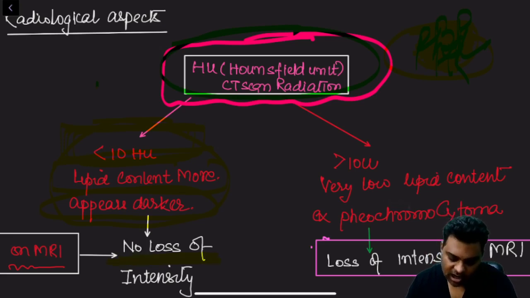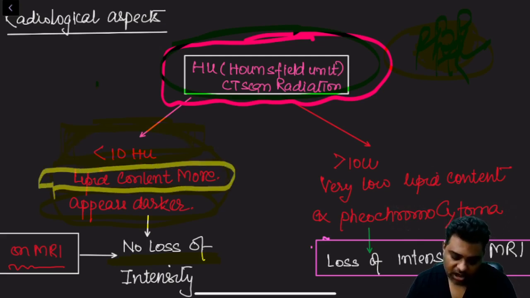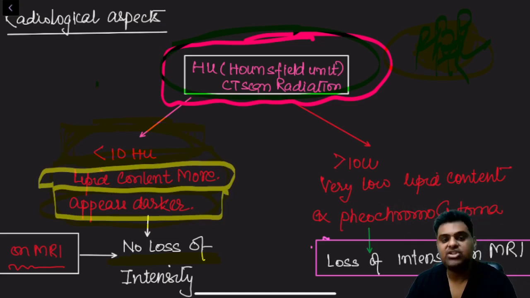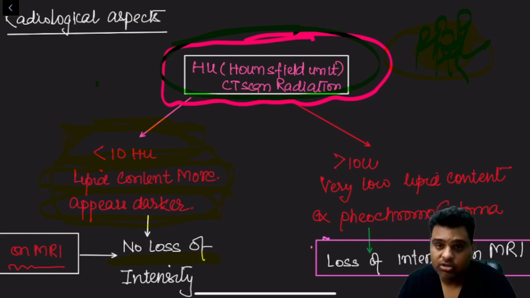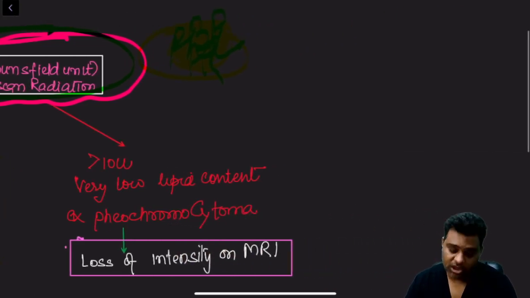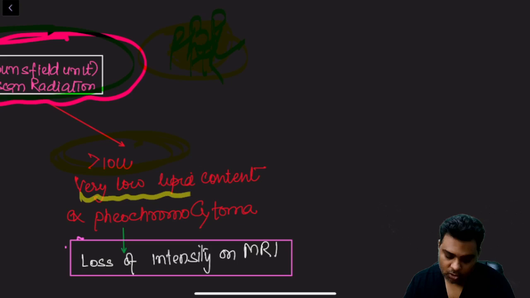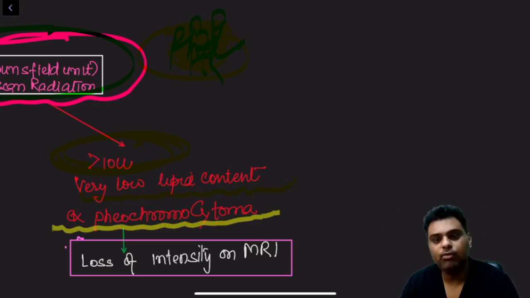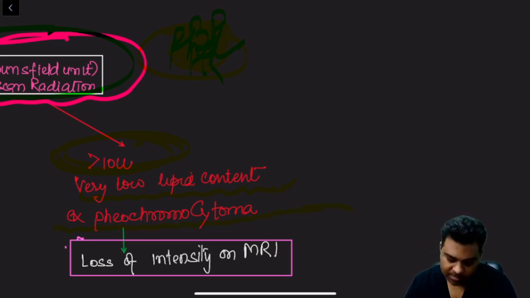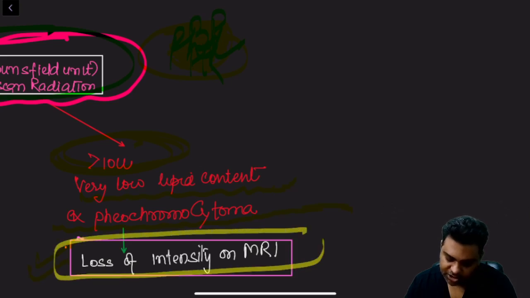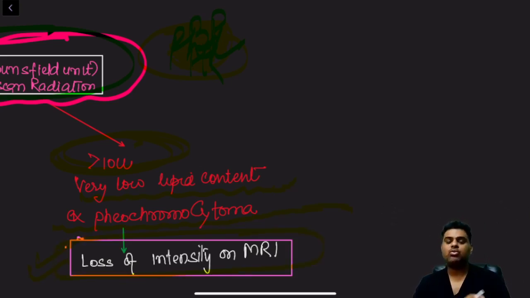So if there is a Hounsfield unit less than 10 HU, that means lipid content is more, and this will appear darker, and there are less chances of pheochromocytoma. On the other hand, if the Hounsfield unit is more than 10 HU, that means very low or no lipid content, and this is highly suspicious for the pheochromocytoma diagnosis. And in this, on MRI, you will see loss of intensity. So less than 10 HU, less chances of pheochromocytoma. More than 10 HU, more chance of pheochromocytoma. You can remember like this.